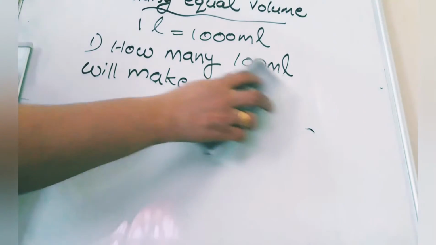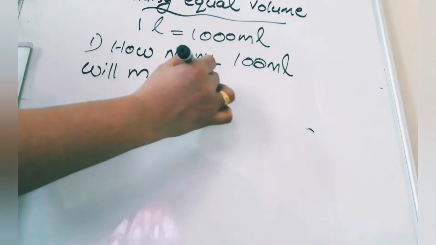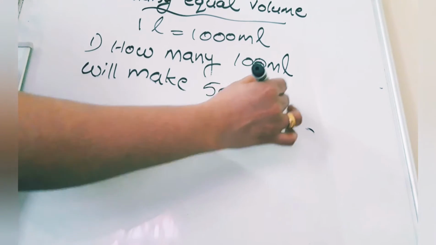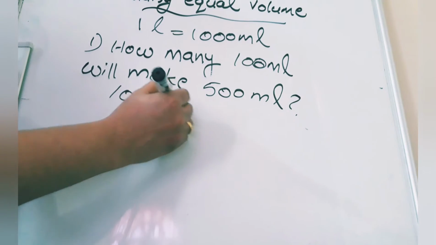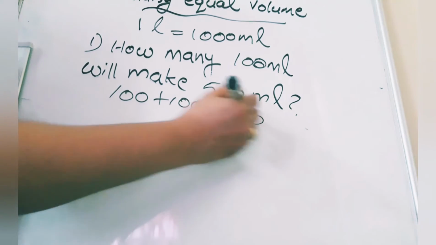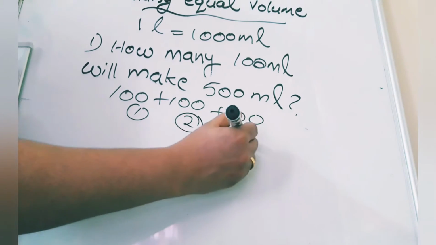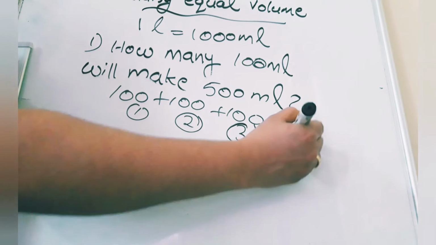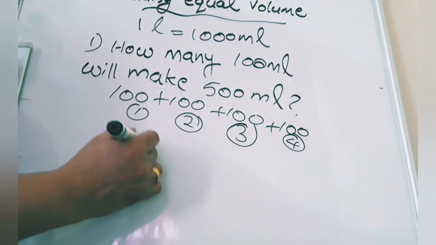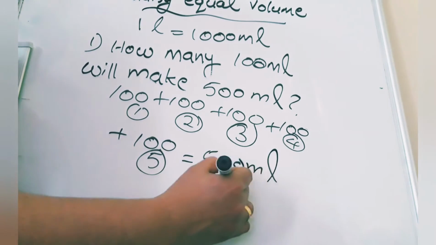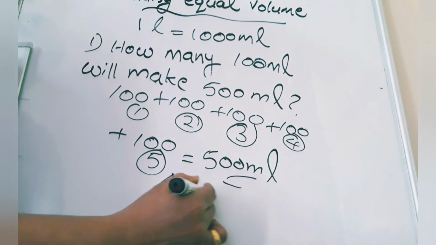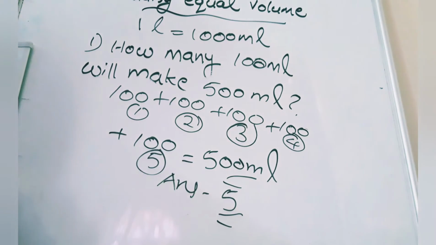How many 100 ml will make 500 ml? It is very simple. So one time 100 plus 100 plus 100. Now it is what? 1 time, 2 times, 3 times. Now 4 times, 400 only. Plus 5 times. So 5 times. Answer is what? Answer: 5 times. 5 times 100 ml is equal to 500 ml.